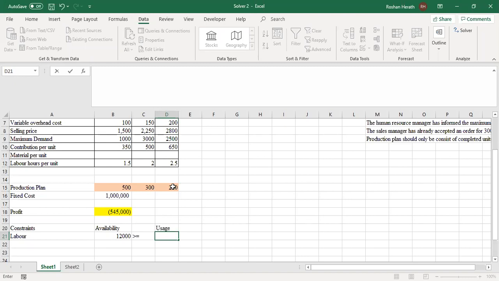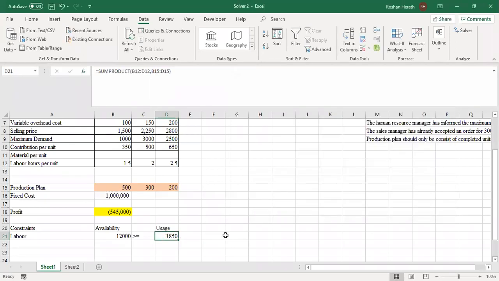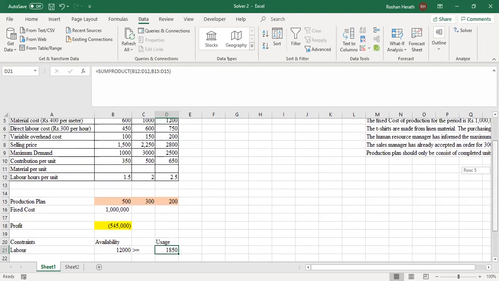So we always agree that you need to uphold the principles of model development. You need to be efficient. So in that, you may use this sum product. There you can simply do the job. You can easily take the labor hours per unit range and multiply it by the production plan. So once you get that, you would end up with the usage. So at the moment, depending on the production plan we have assumed, our usage is 1,850. So that's totally fine. So it's about our first constraint.